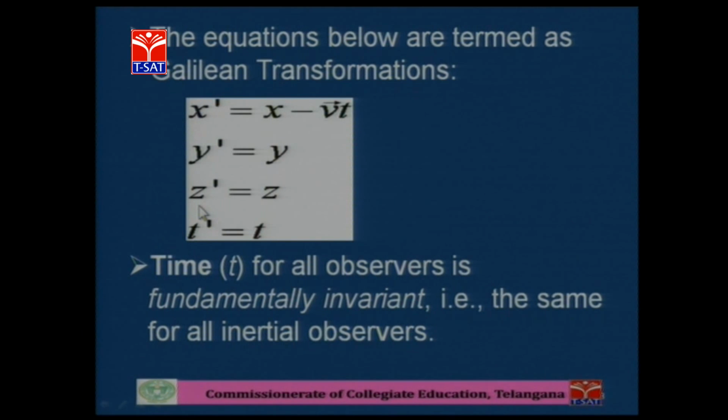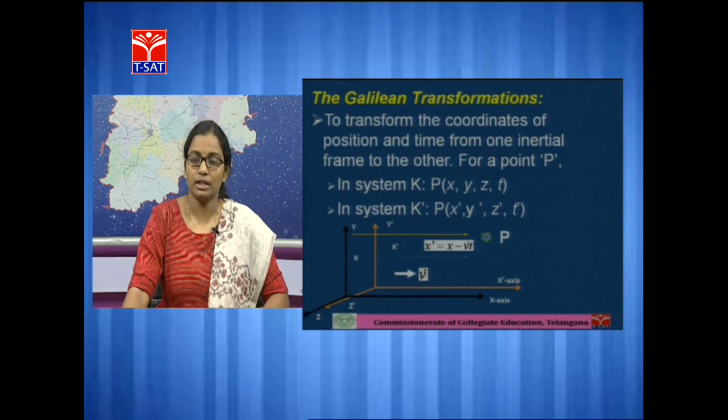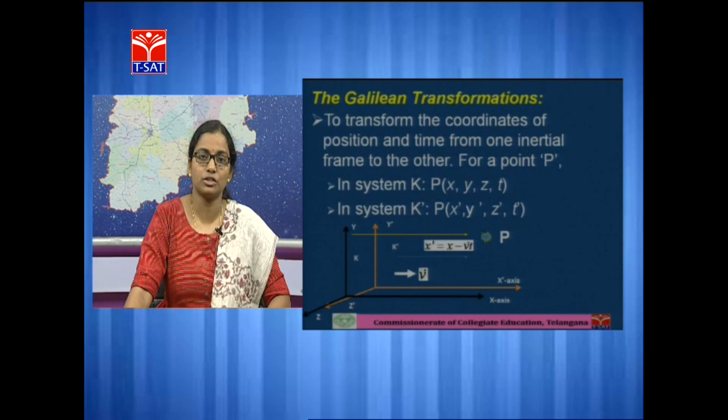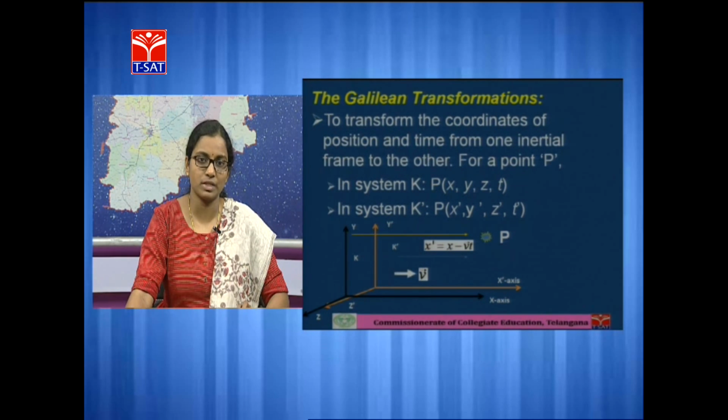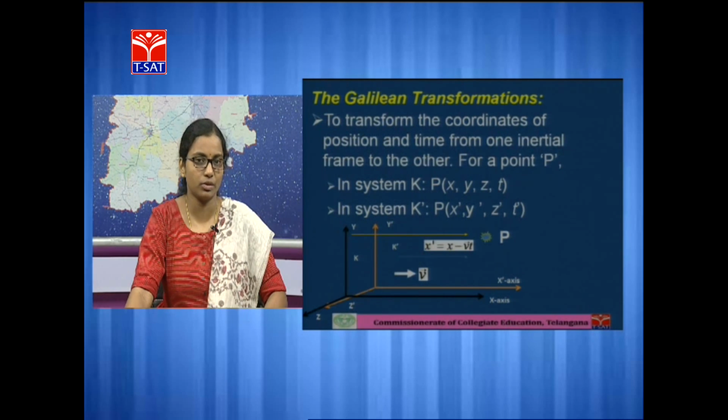Similarly, z dash is the z coordinate of the point P observed from frame K dash, which is equivalent to z. As we have seen in the previous slide, the frame is moving parallel to the previous frame in the x direction, the horizontal direction, with velocity v. There is a change in the position with respect to the x coordinate, while the y and z coordinates remain the same.